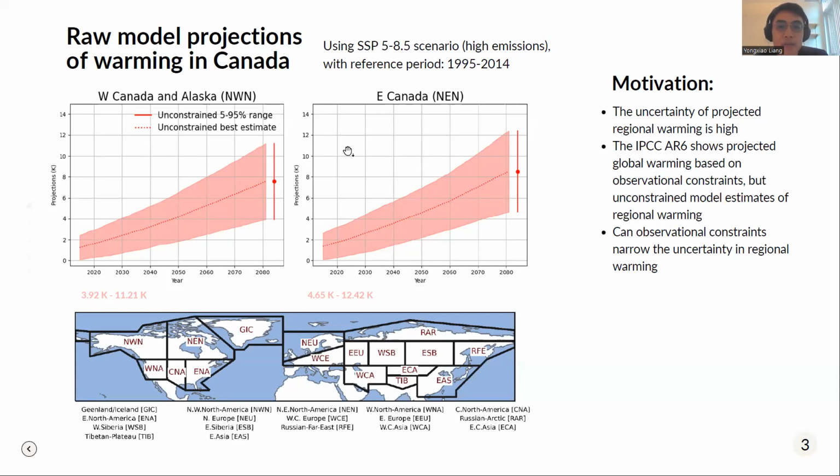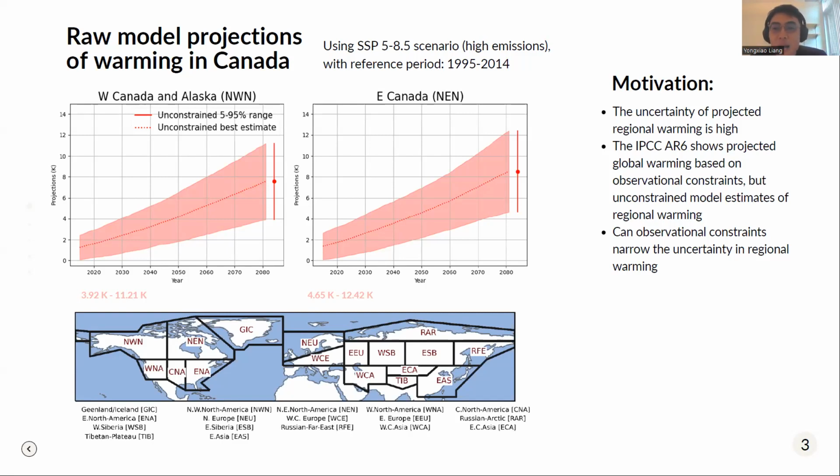This result is based on the SSP5-8.5 scenario, which is a high emissions scenario designed for CMIP6, with reference period 1995 to 2014. So it provides such a large uncertainty range for the community who are concerned with specific warming targets to make policy for climate adaptation. It may not provide accurate or reliable results considering such a large uncertainty range.